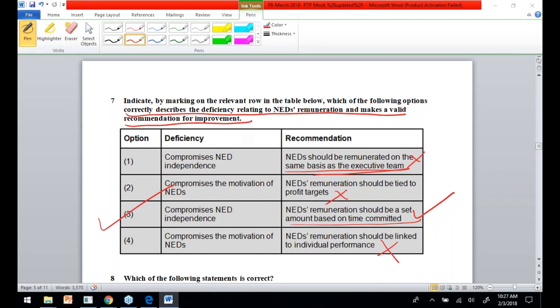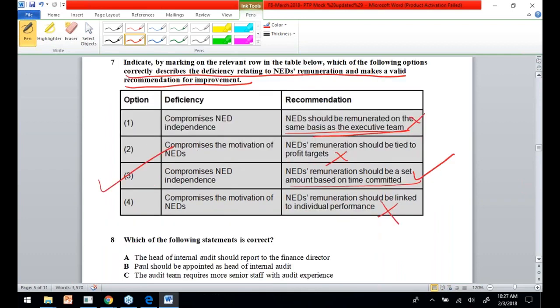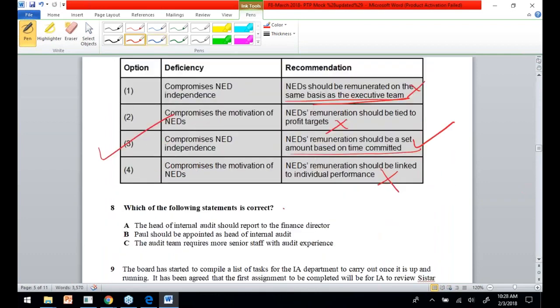All right. No problem. Okay. Answer as many questions as possible without looking at the options. All right. Let's move forward. Which of the following statements is correct? Now, this is the kind of question where you would have to read the statements because we're trying to find the correct statement. The head of internal audit should report to finance director.